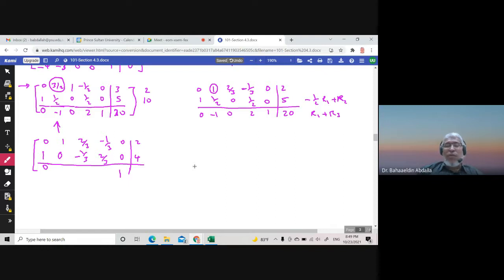Now, R1 plus R2, 0 plus 0. R1 plus R3, sorry, 1 plus negative 1 is 0. 2 over 3 plus 0 is 2 over 3. Negative 1 over 3 plus 2 is 5 over 3. 0 plus 1, 2 plus 20, 22. And this is a new matrix. And the question, is it a final matrix? And the answer is yes, because all the indicators are positive.